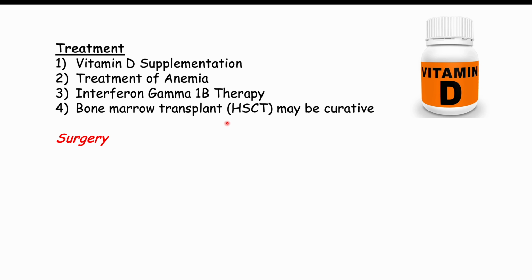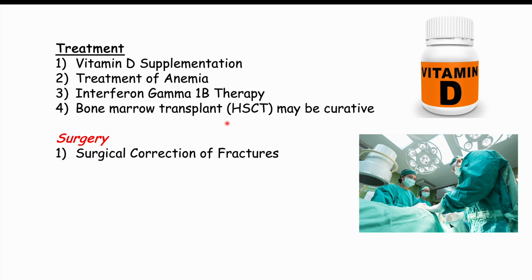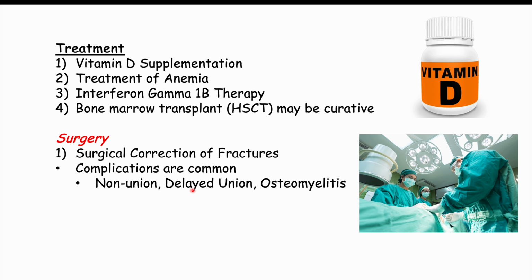Surgery is going to be important. We are likely going to need surgery because we need to surgically correct fractures. Again, many fractures can occur in these conditions, although complications are going to be common. So complications include non-union, delayed union, and osteomyelitis. Patients with osteopetrosis are at an increased risk of all of these complications when surgically correcting fractures.